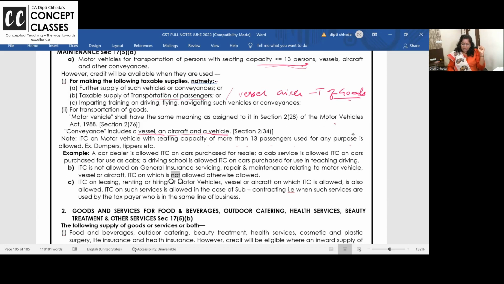A car dealer is allowed ITC on car purchase for resale. A cab service is allowed ITC on the car purchase for cab. Driving school is allowed ITC on car purchase for driving. Examples are clear?